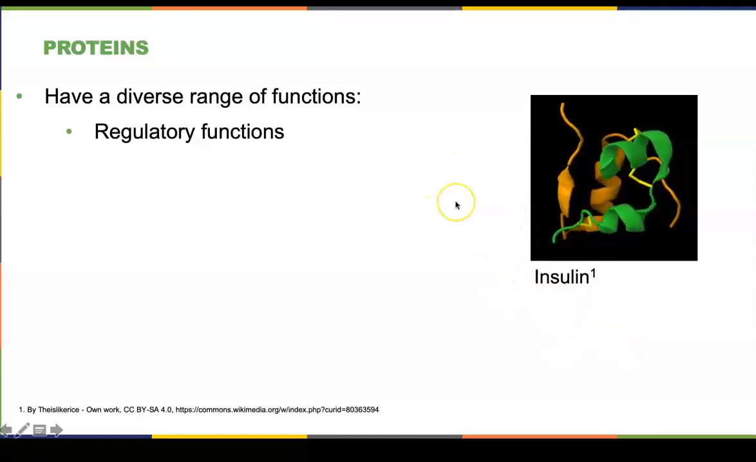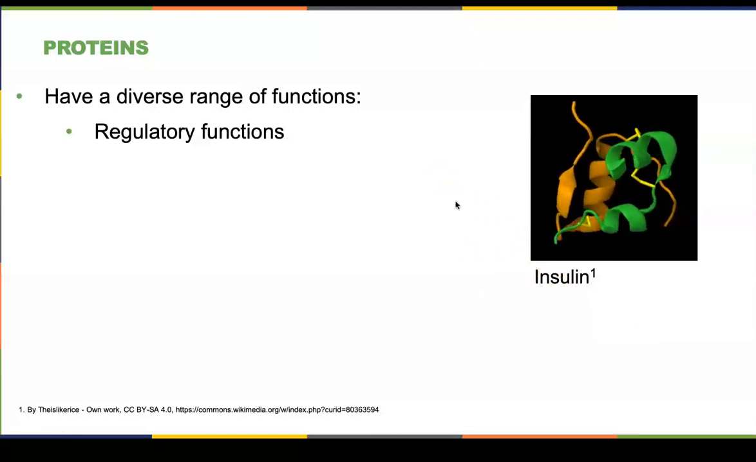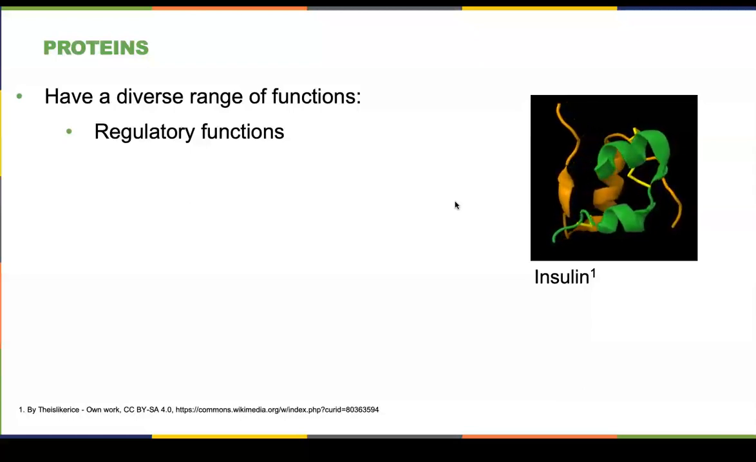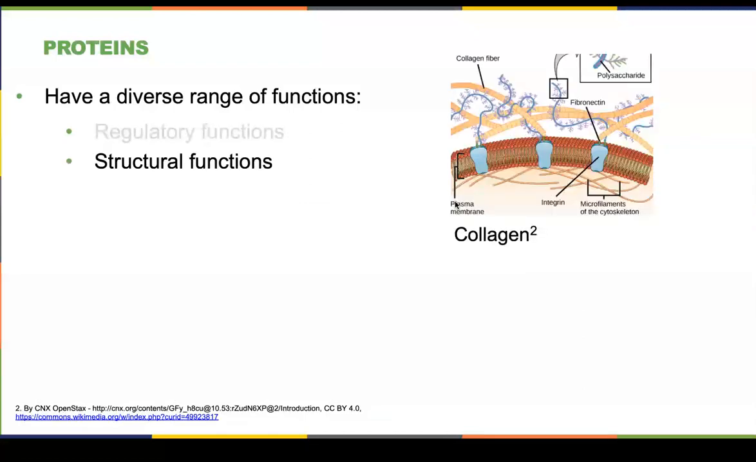And so insulin is going to send a signal telling various cells in the body to reduce sugar supply in the blood. For example, by pulling sugar out of the bloodstream and into various cells. Another function of proteins is structural. And so an example of this is collagen, which is a protein that occurs outside of our cells, so attached to the outside of the cell membrane, and it helps connect cells together, for example, to give your skin extra strength.